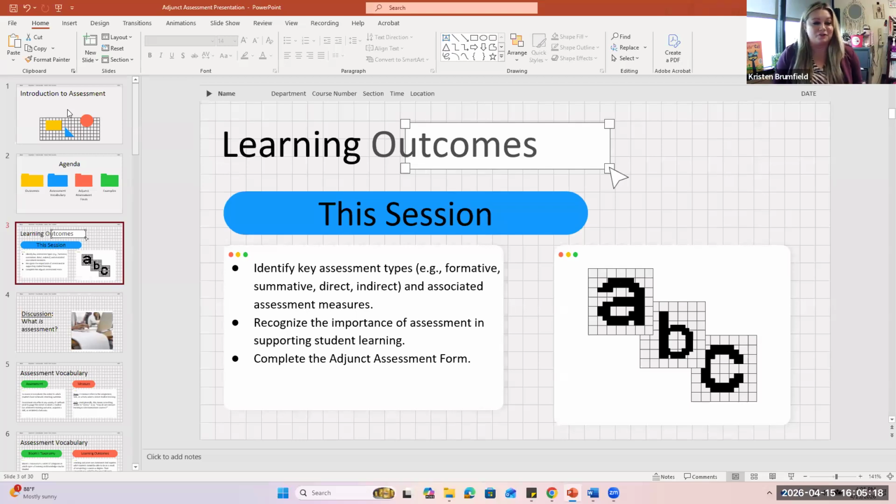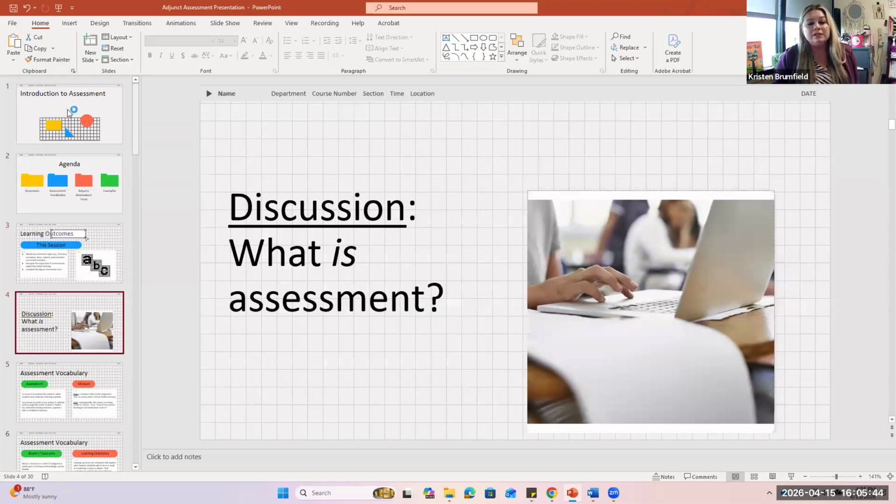These are the outcomes for this session. We're going to identify key assessment types, things like formative, summative, direct, indirect, and associated assessment measures. We're going to look at the importance of assessment in supporting student learning, and we have an adjunct assessment form that we will look at and go over. To start, what is assessment? You could put in the chat, or unmute, if anybody wants to explain what they feel assessment is in their own words. You don't have to, but I would appreciate it.